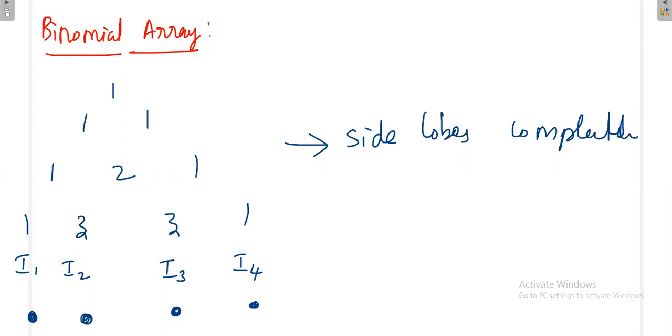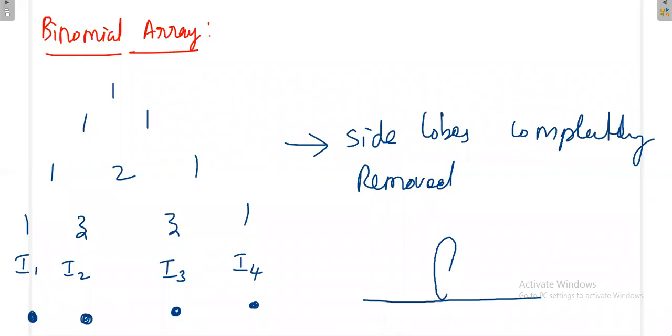Here they have not mentioned anything about phase. So do not change the phase, only vary the current in this manner, as per the binomial theorem. Because I am not changing any phase, my radiation pattern will definitely be like this, perpendicular to the array axis. This is the array axis. In this case I am not having any side lobes. In previous cases, there is a possibility that I may have side lobes, but here I am not having any side lobes.